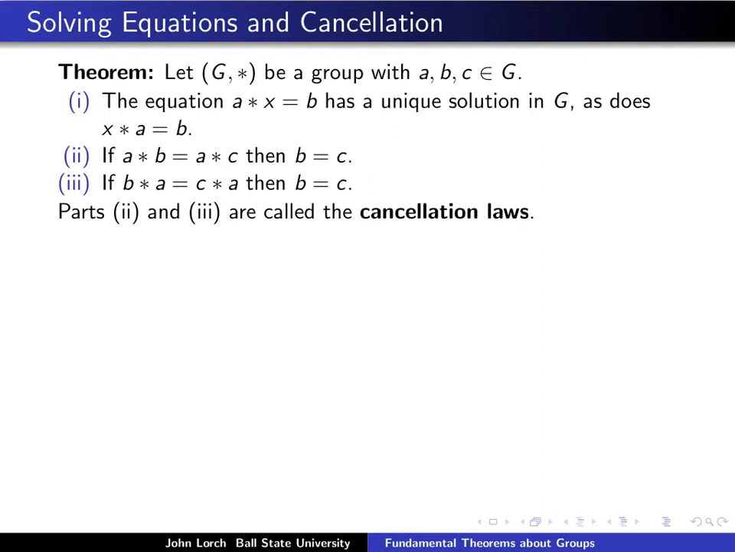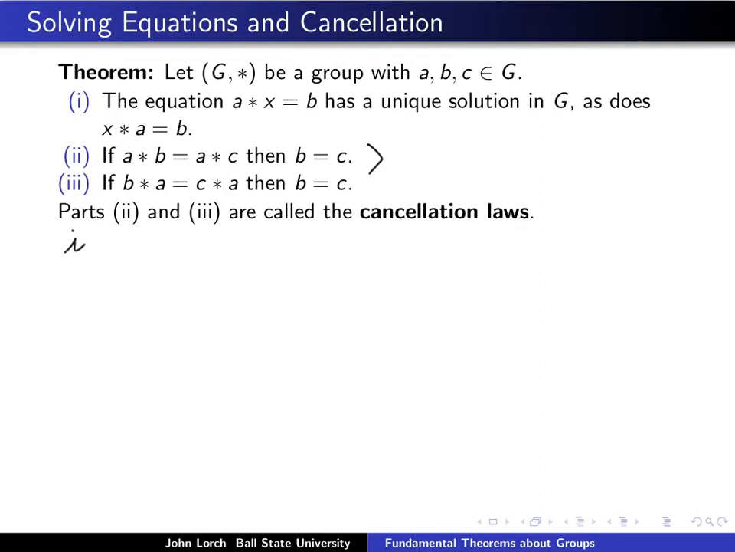The next two parts of this theorem are referred to as cancellation theorems. So if I have A times B equaling A times C, then it makes sense that B should be equal to C. And the same in item 3, except we are multiplying by A on the right instead of on the left. So let's discuss this theorem.